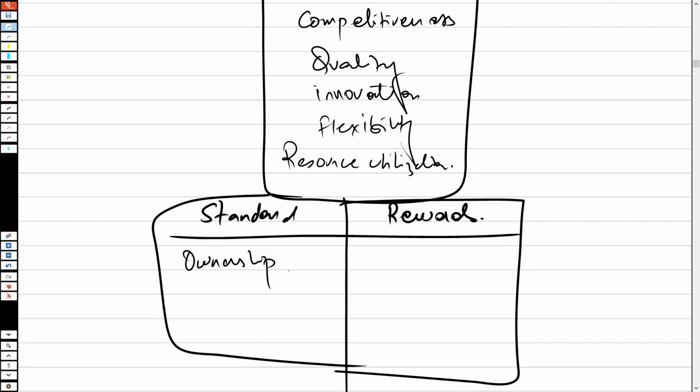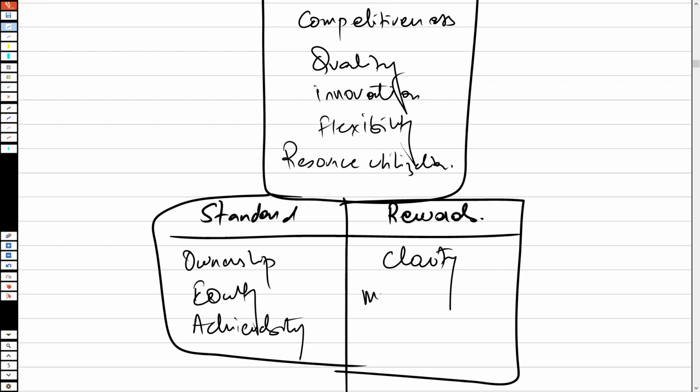With respect to the standard block, there is going to be ownership, equity, and achievability. Then in the rewards block, there has to be clarity, motivation, and controllability.